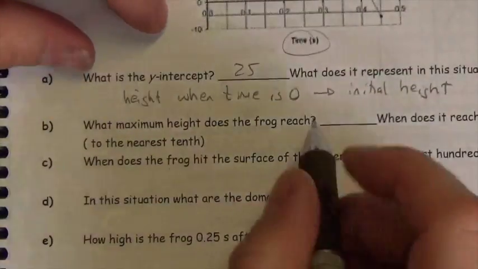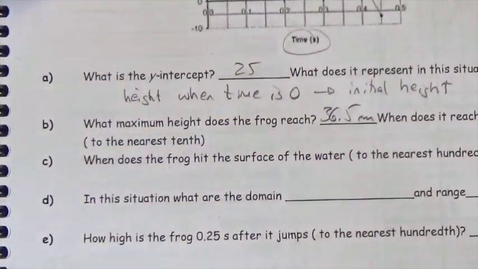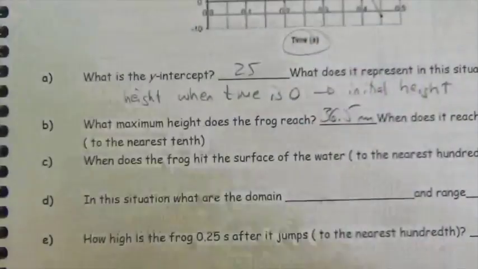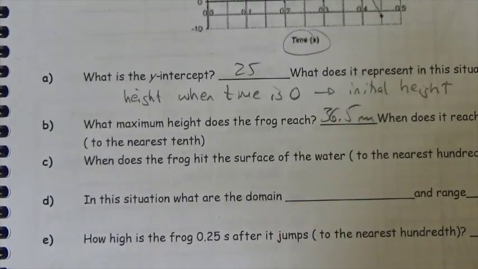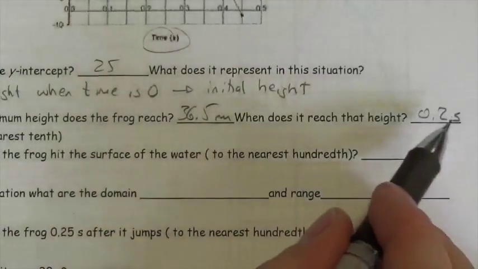Now, the y-coordinate is the height, so that's going to be 36.5 centimeters. The x-coordinate is the time, which we see here as 0.2 seconds. Whoops, sorry, that's off the screen. 0.2 seconds.